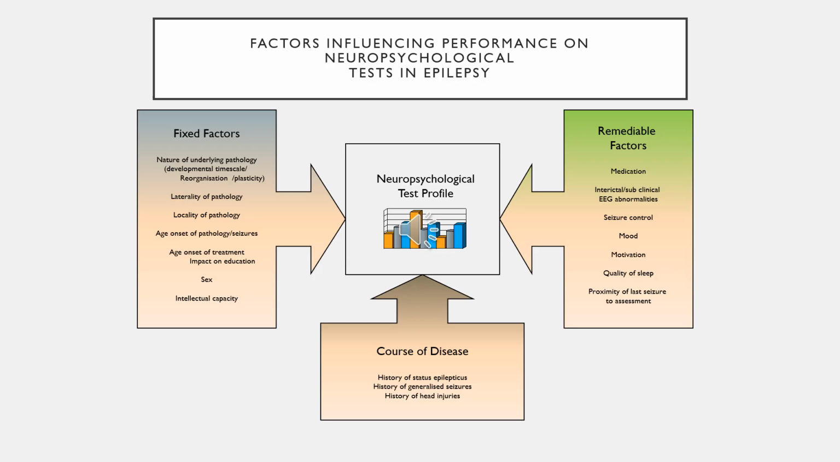And the last group of factors that we're interested in that can have an influence on cognitive function in epilepsy are really associated with the course of the disease. So patients who may experience status epilepticus, or have a history of lots of generalized seizures or a history of head injuries can experience accelerated declines in some areas of cognitive function. So we're very interested in understanding how these events can actually impact on cognitive function.